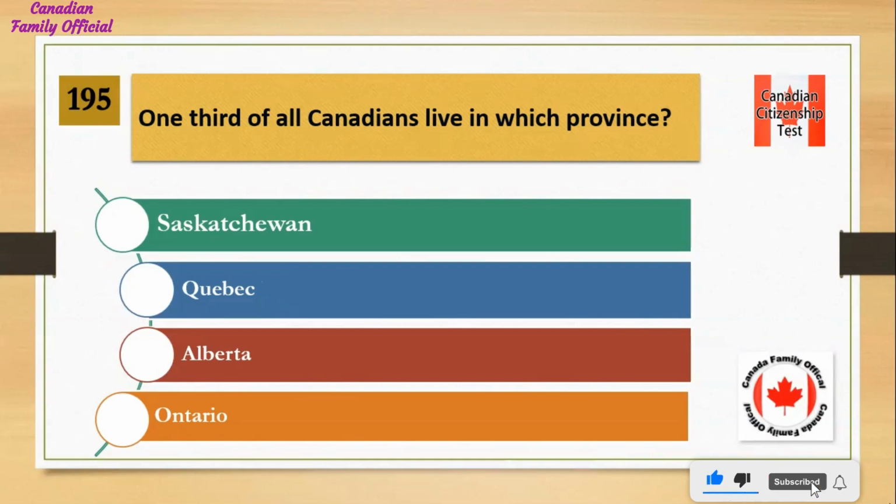One third of all Canadians live in which province? Number 1, Saskatchewan. Number 2, Quebec. Number 3, Alberta. Number 4, Ontario. And the answer is Ontario.